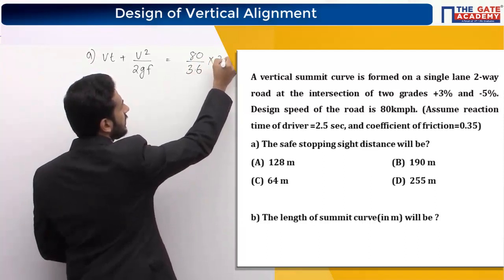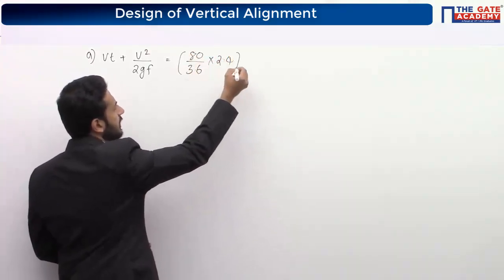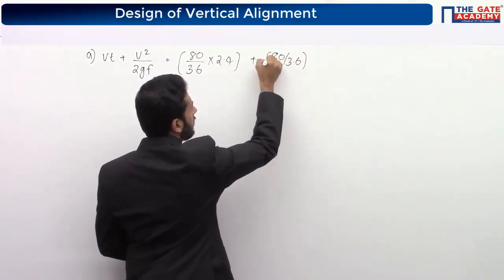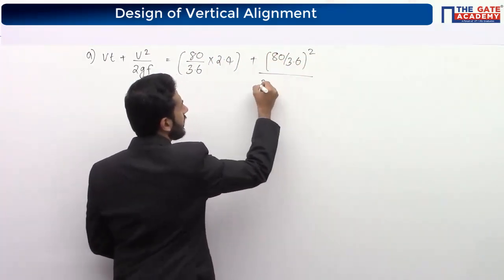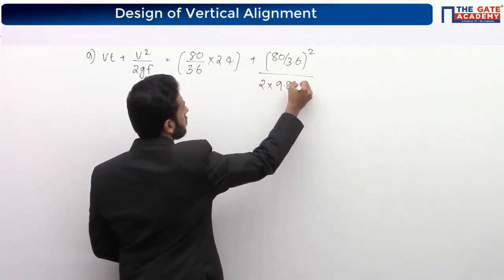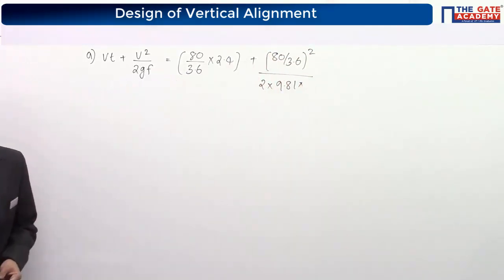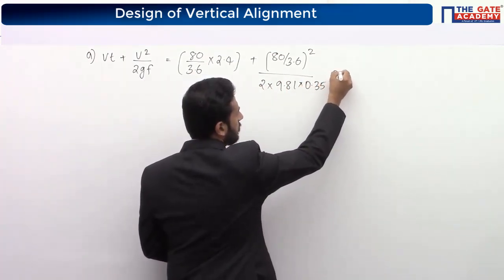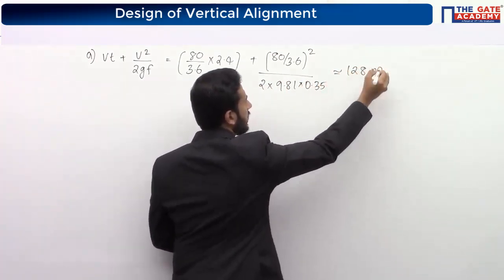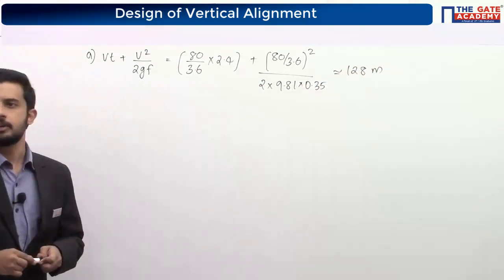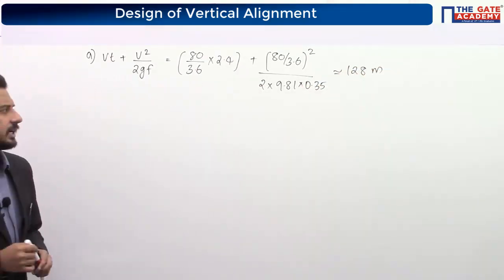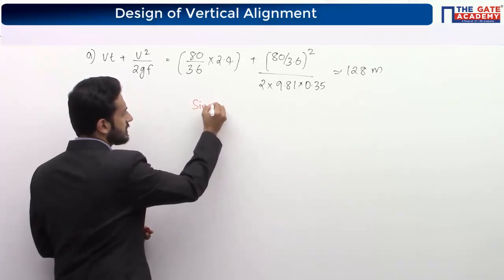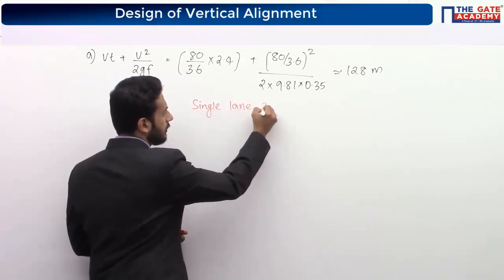Take the reaction time and note properly, whatever they have given. Don't blindly take it as 2.5. In the question, if they are giving some value, take it as it is, okay? What is the value of friction? 0.35. You may be getting approximately 128 meter. Very good. But is that my safe stopping sight distance? No. Because it is a single lane two-way road.